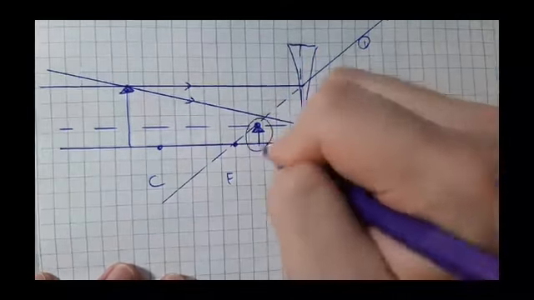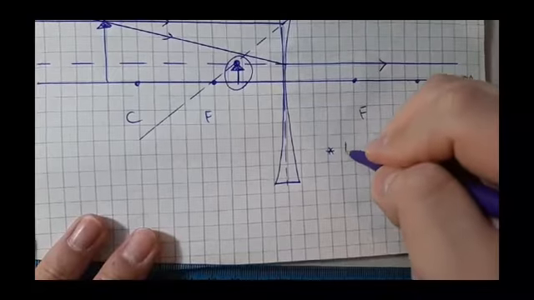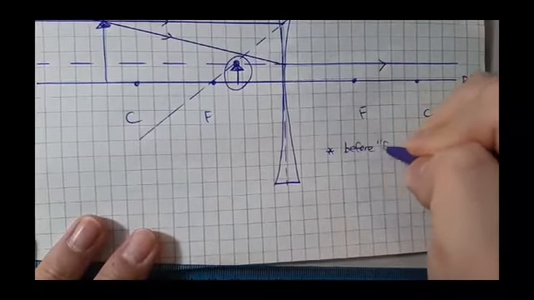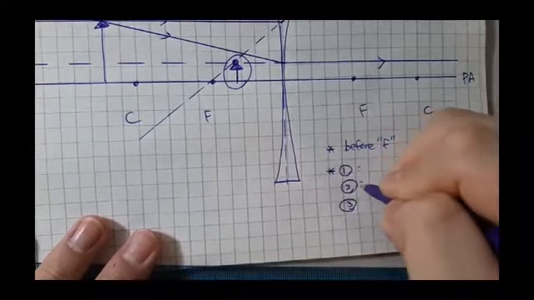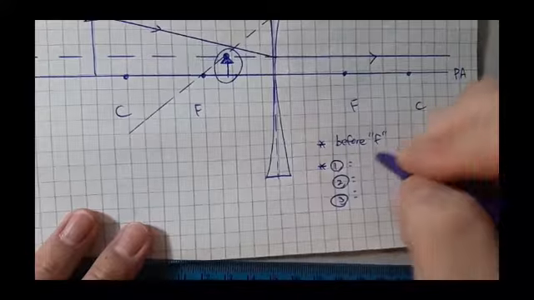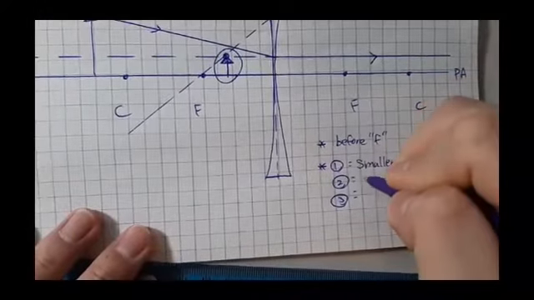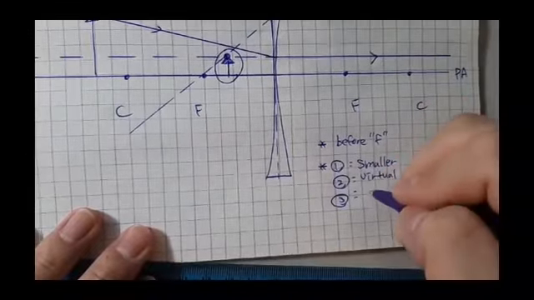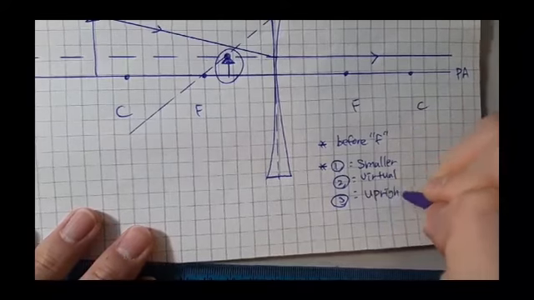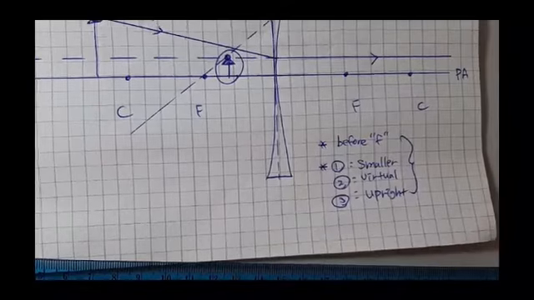So, let's put some properties. Number 1, it's located before F. Properties of the image, 1, 2, 3. The first one basically shows a smaller image. It is a virtual image because it's a dotted line, and it is upright. The precise measurement about that will be discussed tomorrow, like I mentioned.